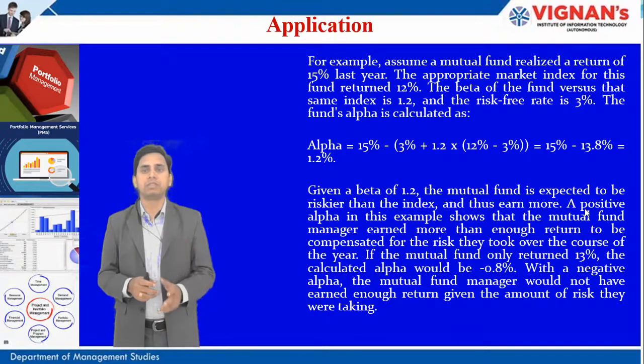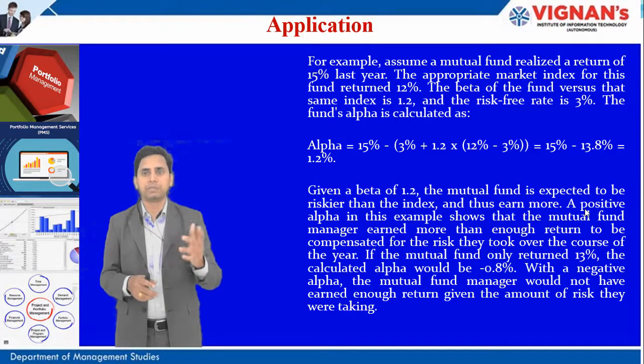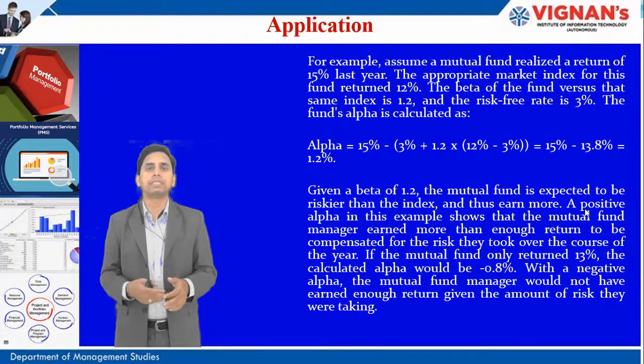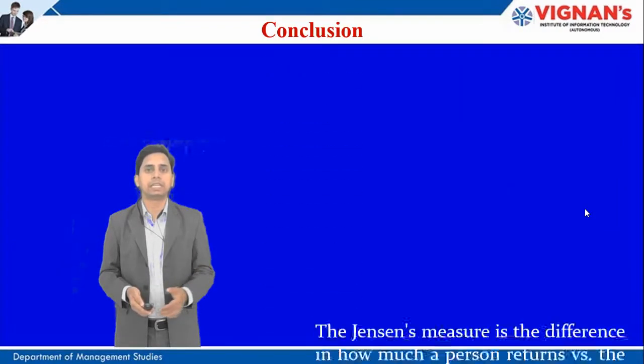And if the mutual fund earns only 13% return, then the calculated alpha would be negative as per the above formula. If we calculate the alpha of this particular mutual fund, it will become minus 0.8%, which is negative. So when it is negative, it means the risk involved in the portfolio has not earned sufficient return. That's how we need to apply Jensen's measure to find out whether the portfolio has earned return as per the risk involved or not.